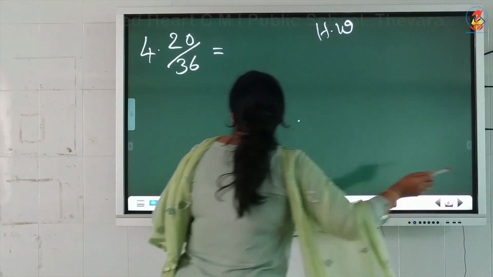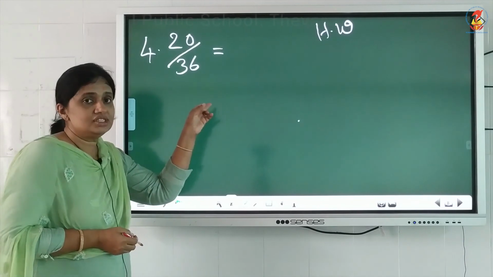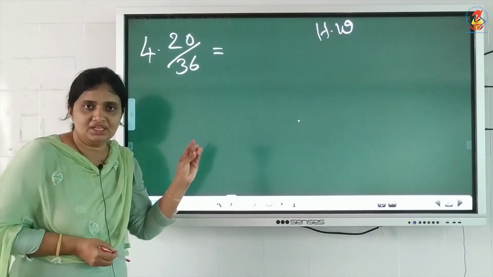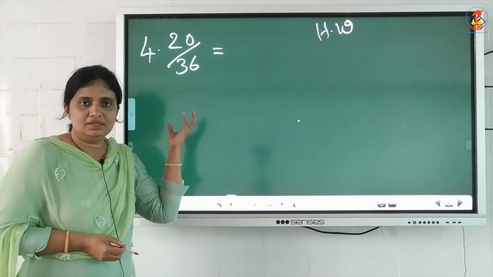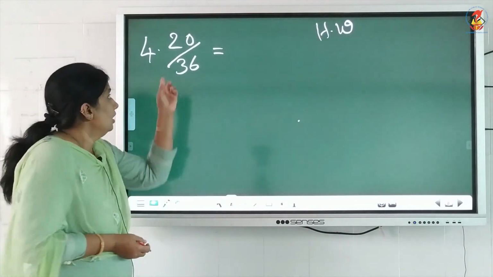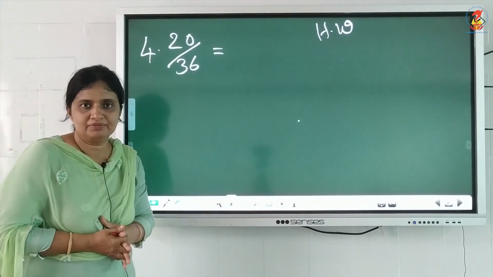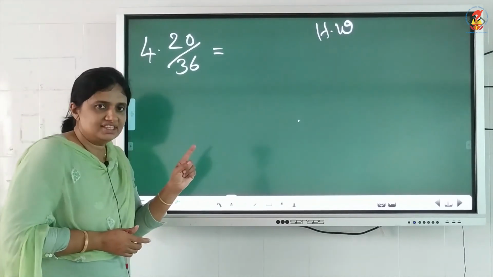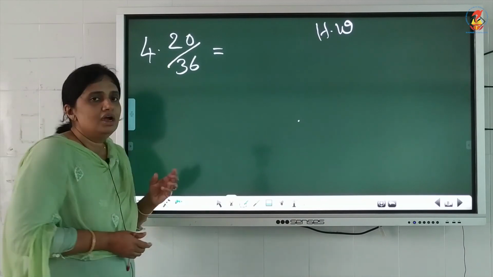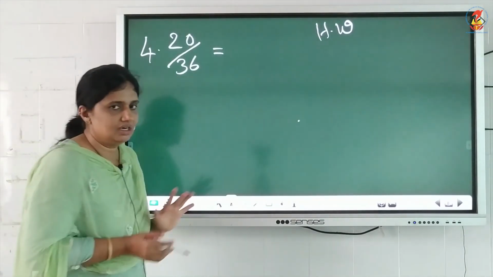Next one. 20 by 36. First you need to find the HCF of 20 and 36 by the division method. I taught you, right? And the other teacher also taught you in the last video, right? Then you will get one HCF. After that you need to divide the numerator by HCF and the denominator by HCF. You will get the answer.